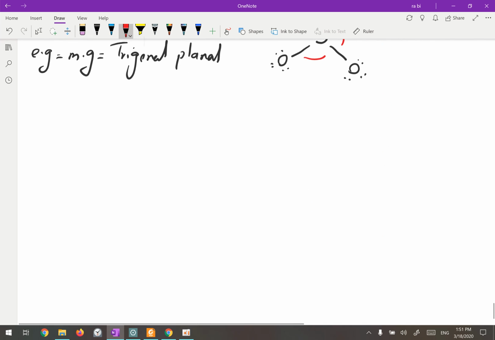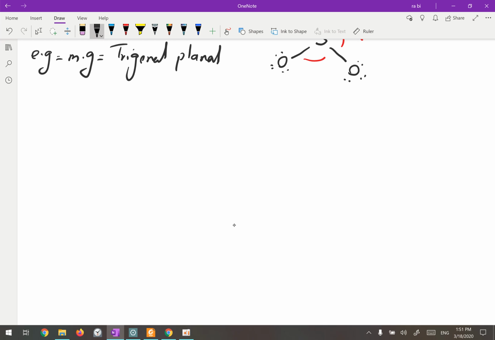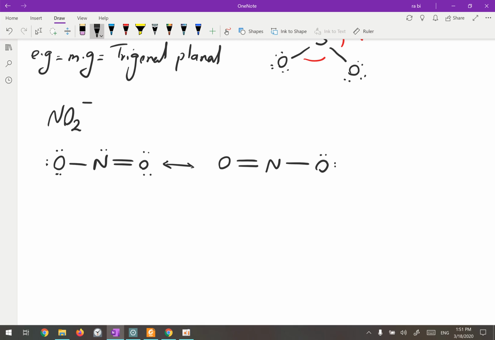Okay, the next molecule that we had was NO2 minus, a polyatomic ion. This one also had the resonance structure. You have oxygen, nitrogen, double bond with oxygen. The position of the double bond changes. So it can be O double bond N, O.